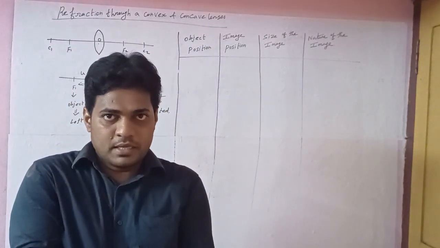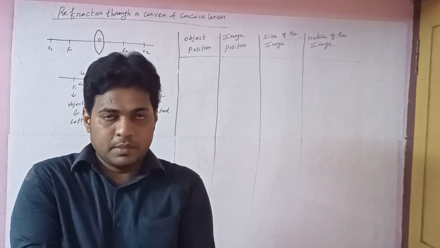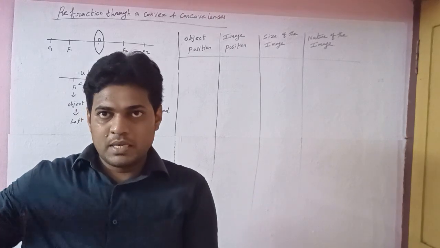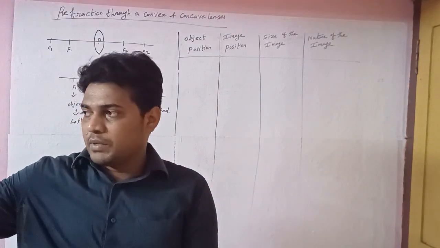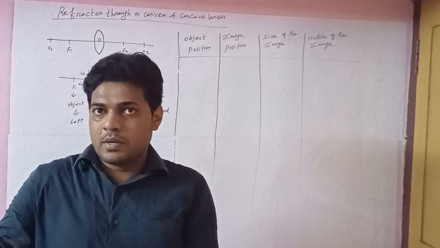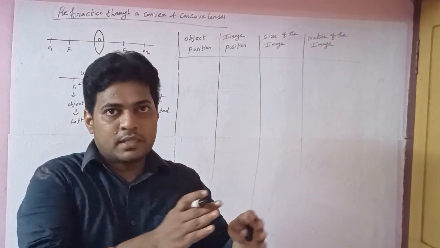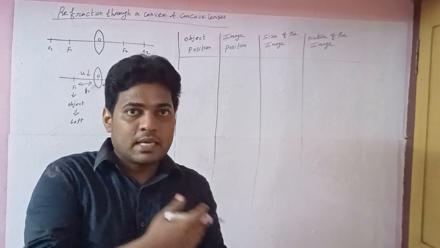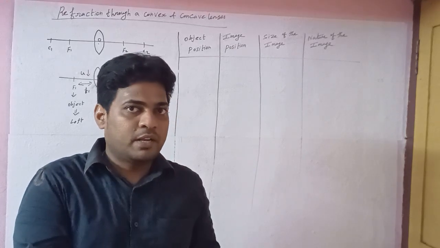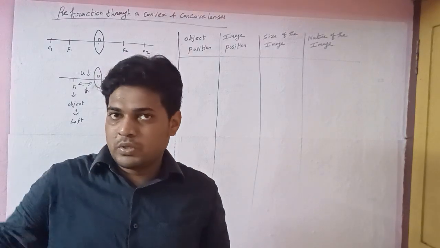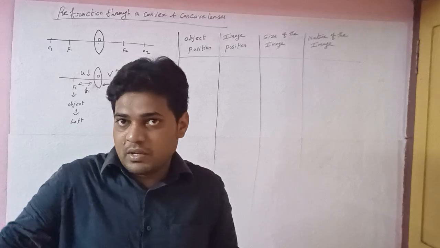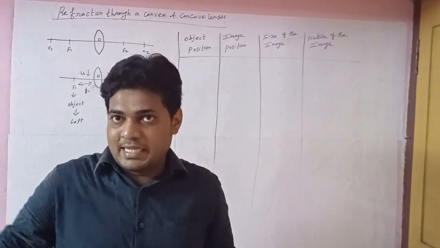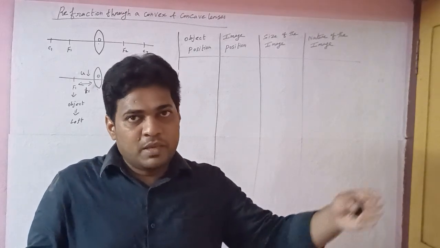You have kept the lens at the center, in the middle point. You place the object on the left side, very close to the lens. The image will appear on the right side, and we will get the image real and inverted. But the size of the image and the nature of the image are very important. The object is very close to the lens, so the object distance decreases and the image distance will increase.